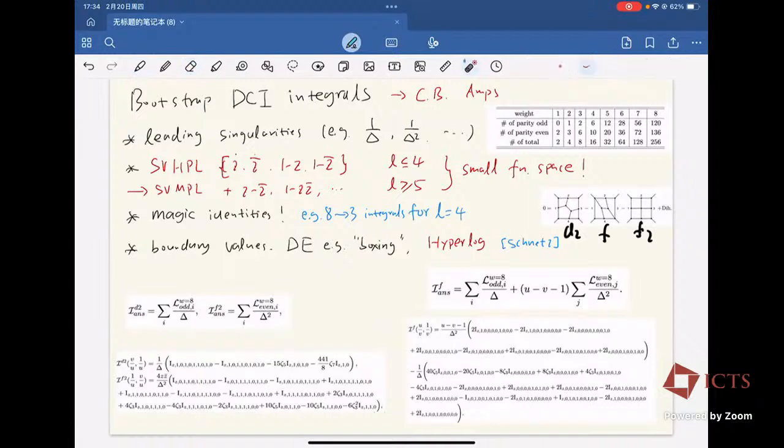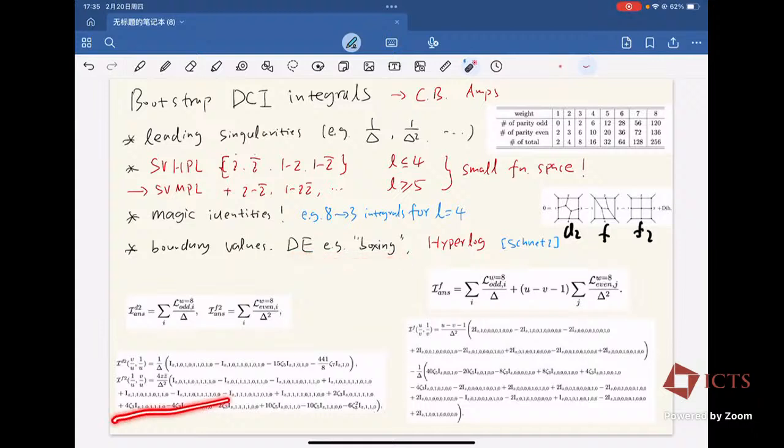So we need to list the ansatz for them. You compute the leading singularity of the D2 integral, which is 1 over delta. The leading singularity for the F2 integral is 1 over delta squared. And then you list their function space, which is the parity odd single-valued harmonic polylog, or the parity even one. And you impose some boundary values, or you impose some differential equation.